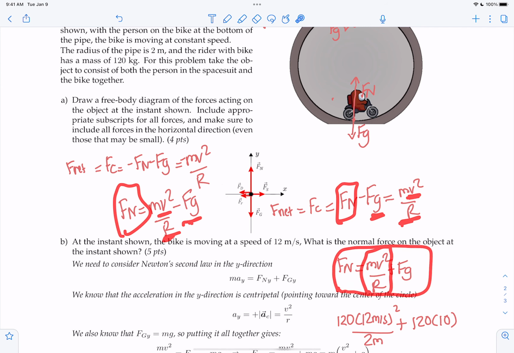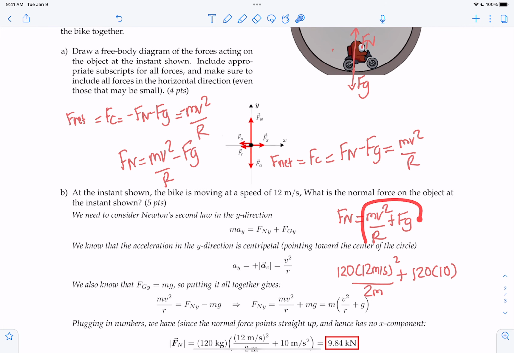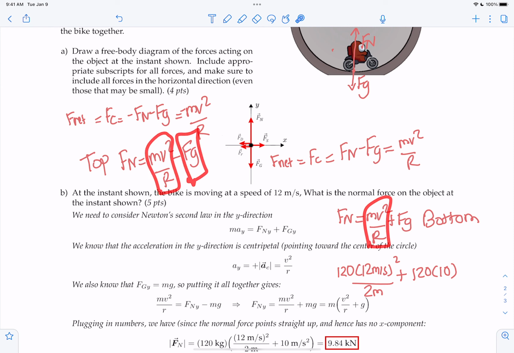Fn is equal to mv squared over r plus Fg, and then Fn is equal to mv squared over r minus Fg. So we have two components here that add up to give us a normal force, and two components here that are subtracted from each other to give us the normal force at the top, right? So this is top, and this is bottom. Well, since the speed is the same, mass is the same, radius is the same for both, these would be the same values, and these would be the same values as well. So if you subtract values, you're going to get a smaller normal force rather than a larger normal force.